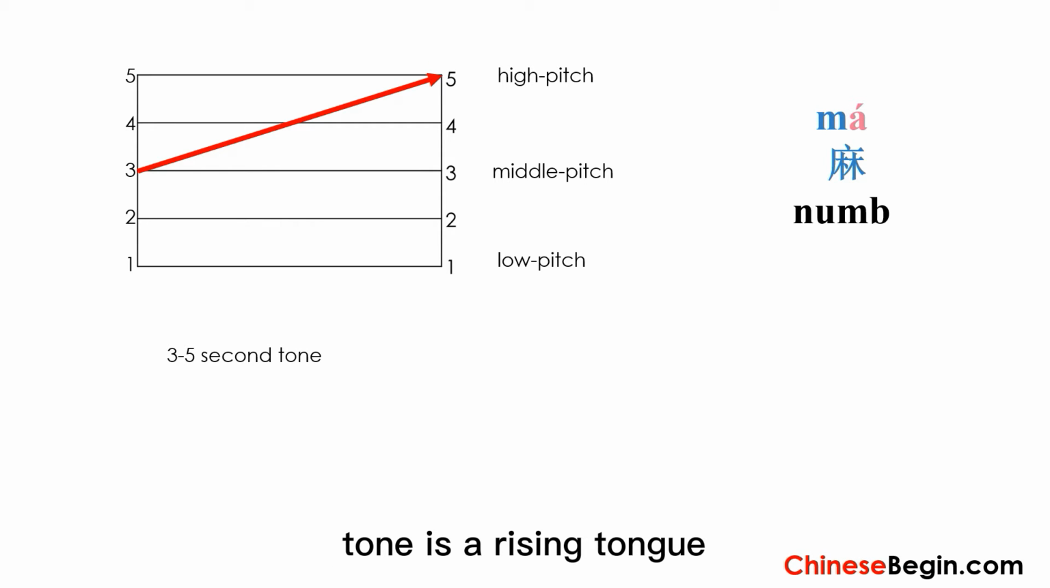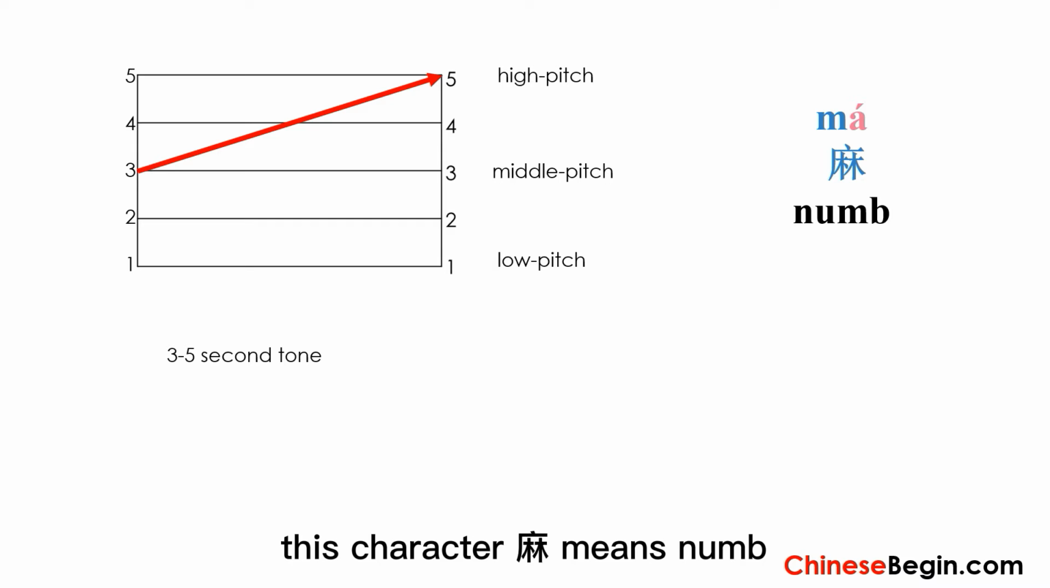The second tone is a rising tone. Your voice rises from a middle pitch to a high pitch, as if you were asking someone to repeat something by saying "huh" or "what." Let's use the word "ma" as an example. This character "ma" means hemp. Okay, please read after me. Ma, ma, ma.